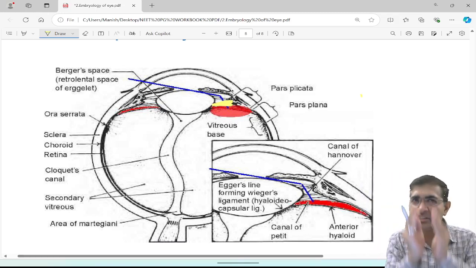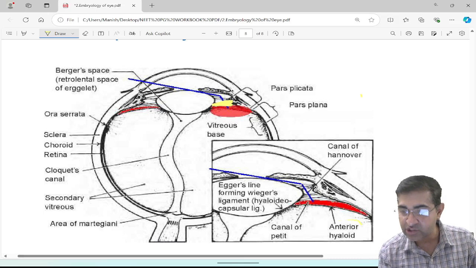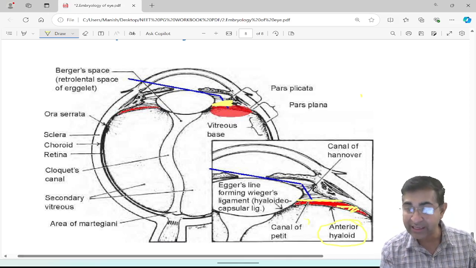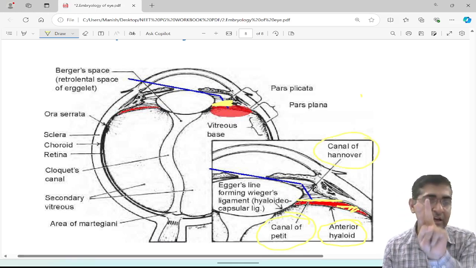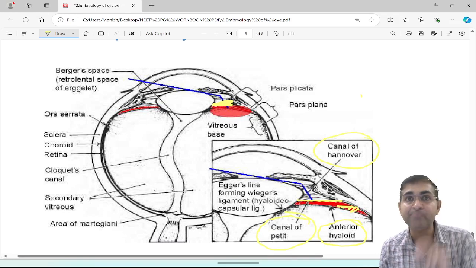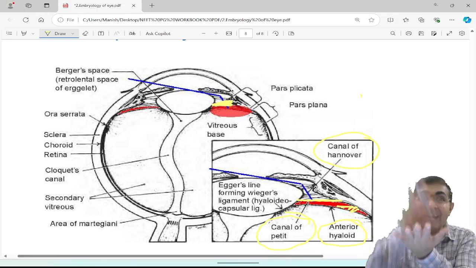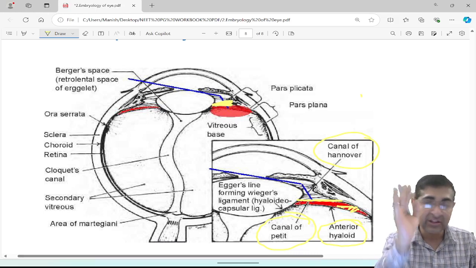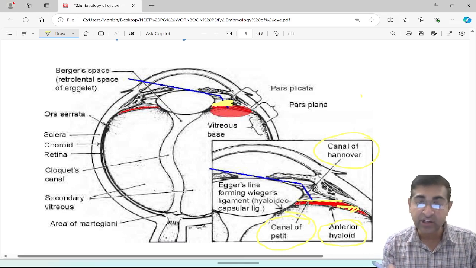Now another question: what is the space between the posterior zonule and anterior hyaloid face? So this is your anterior hyaloid face and this is your posterior zonule. This red highlighted part, what is the name of this space, boys and girls? This is your canal of Petit. So along with canal of Hanover, I told you another important space which is canal of Petit. What is patellar fossa? Patellar fossa is the place where the lens is. This is the anatomical position where the lens is. I hope you have understood. Okay. So these are three important spaces that you should know.